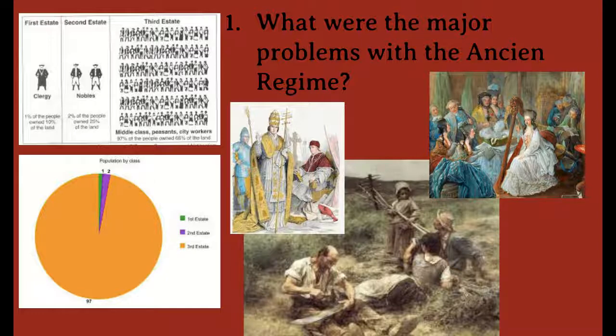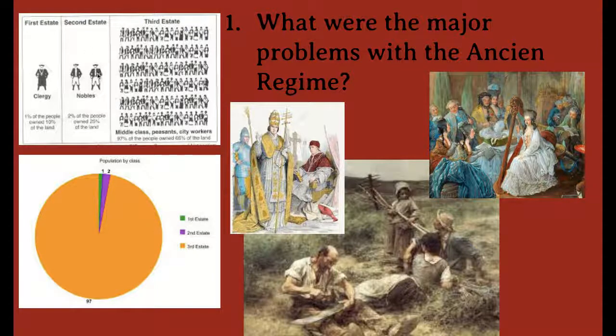These estates were inherited. Estate as in inherited position, a thing that you inherit from your parents. If you were a member of the third estate, it was because your parents were a member of the third estate. The third estate were all of the people who did the regular jobs, the middle class, the peasants, the city workers, 97% of the people.